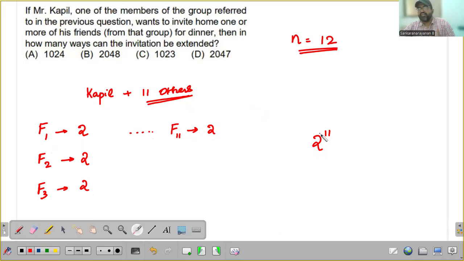But it doesn't end there. In this 2 power 11, there is one possibility that none of the friends are invited. Nobody is invited. Now read the question carefully. Mr.